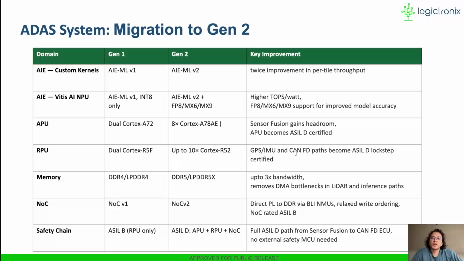The APU also becomes ASIL-D capable, and the RPU's GPS and IMU CAN paths will be moved to the Cortex-R52, which actually remains the same. Also, the memory bandwidth will be improved because of the DDR5. So these are the components that we're going to move in the Gen 2.